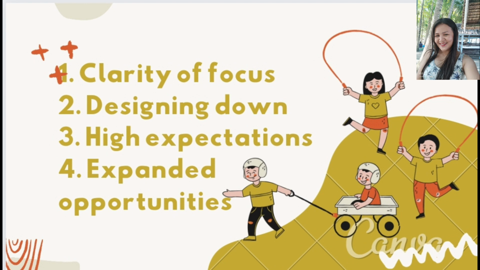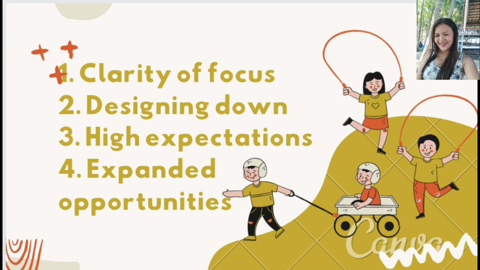First to discuss is clarity of focus. Clarity of focus simply means that outcomes which students are expected to demonstrate at the end of the program are clear. Next is designing down. Designing down means basing the details of your instructional design on the outcomes, the focus of instruction. The third one is high expectation.